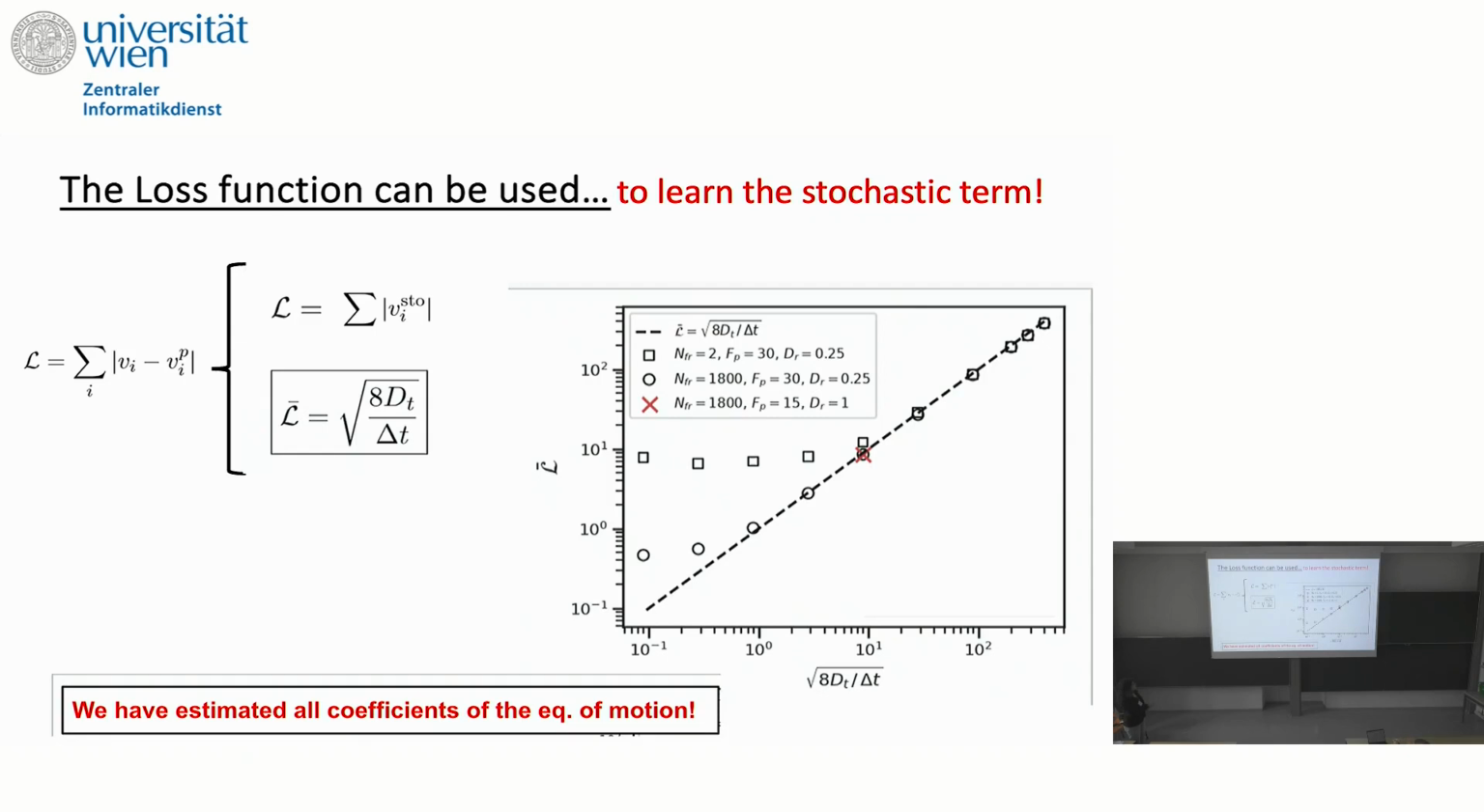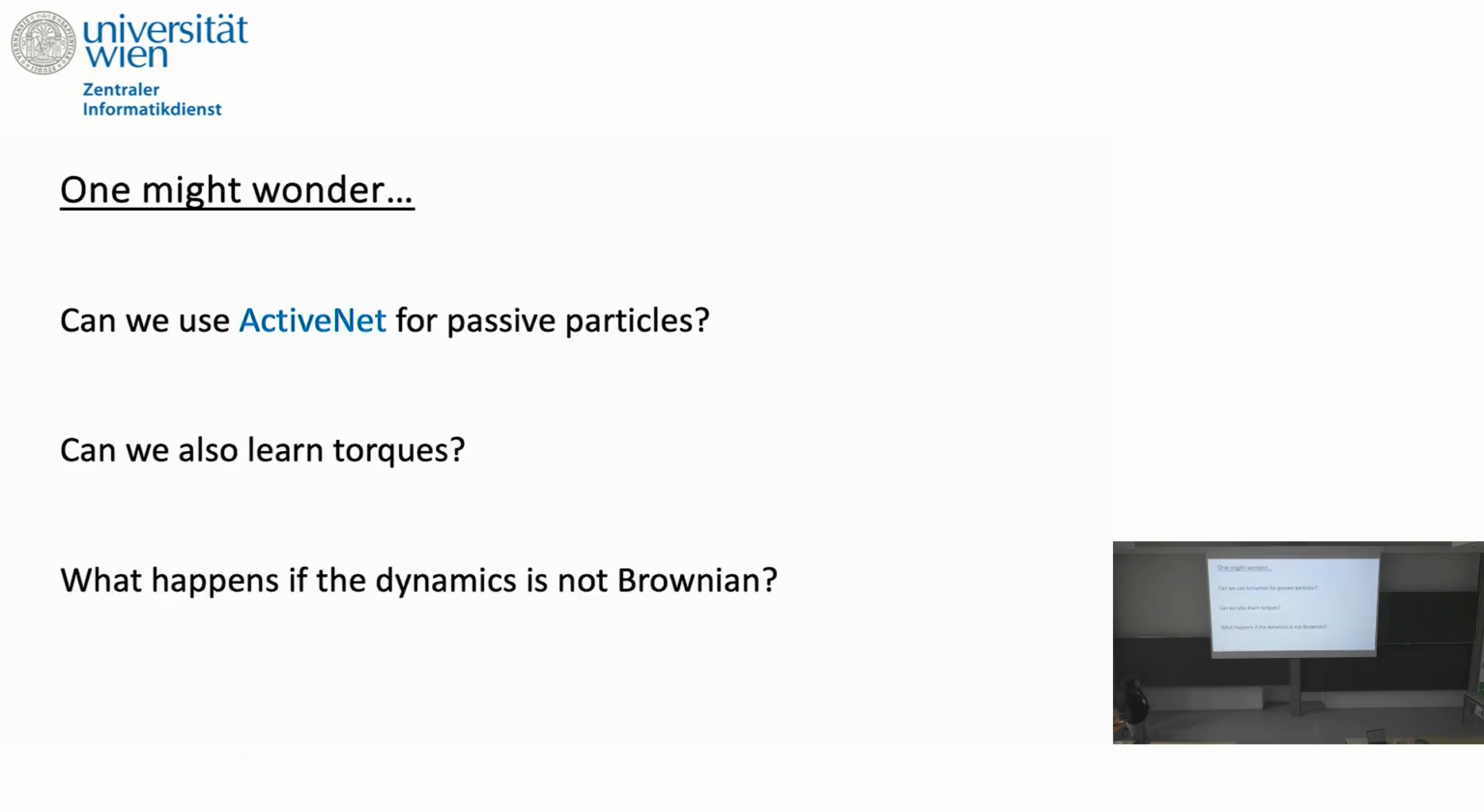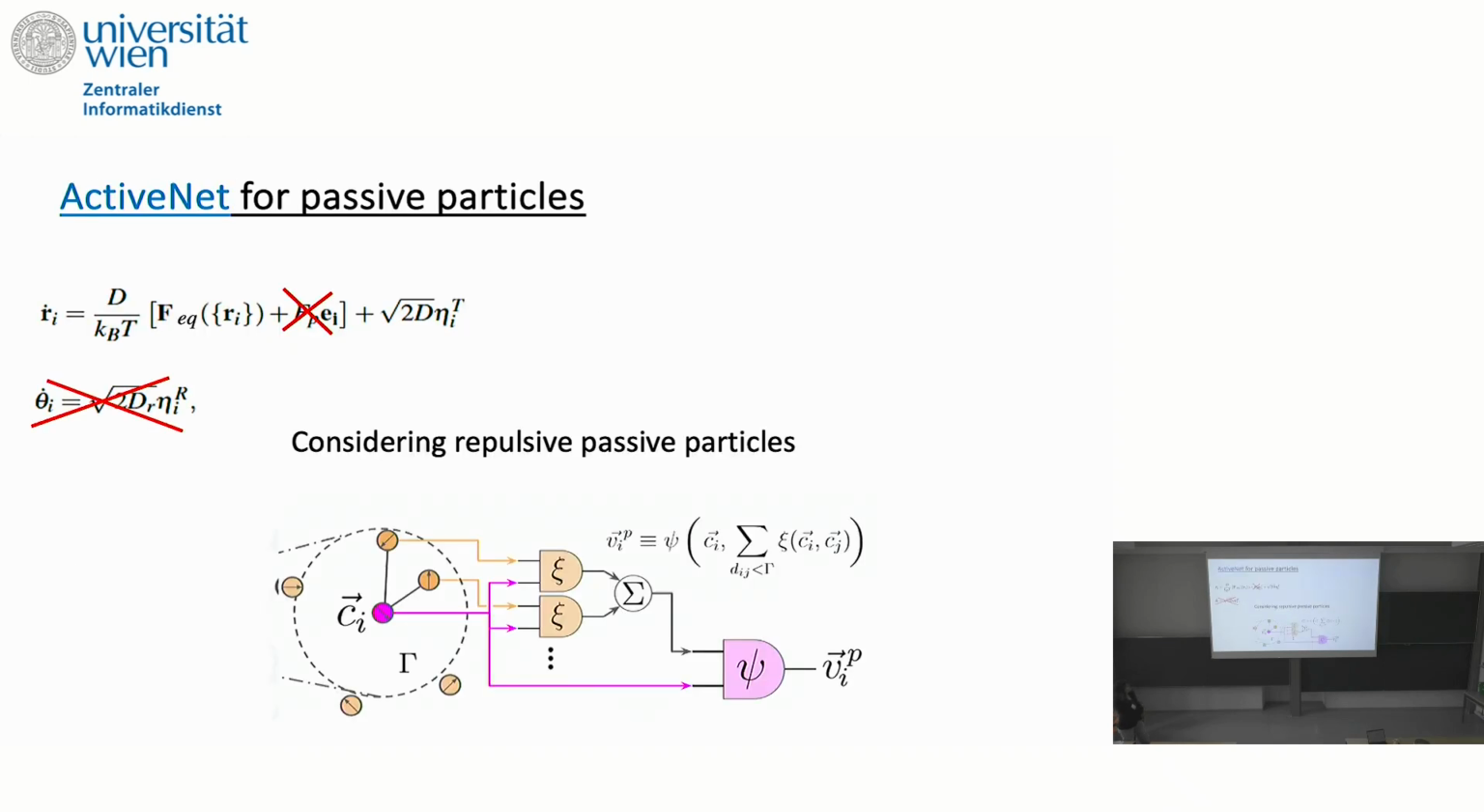So we've estimated all coefficients of the equation of motion. And so we were wondering, can we actually use this method for passive particles? Can we learn torques? What happens if the dynamics is not Brownian? So ActiveNet, of course, can be used for passive particles. In that case, if I have a sphere, the rotation equation of motion is completely useless. So I'm just using the translational equation of motion.